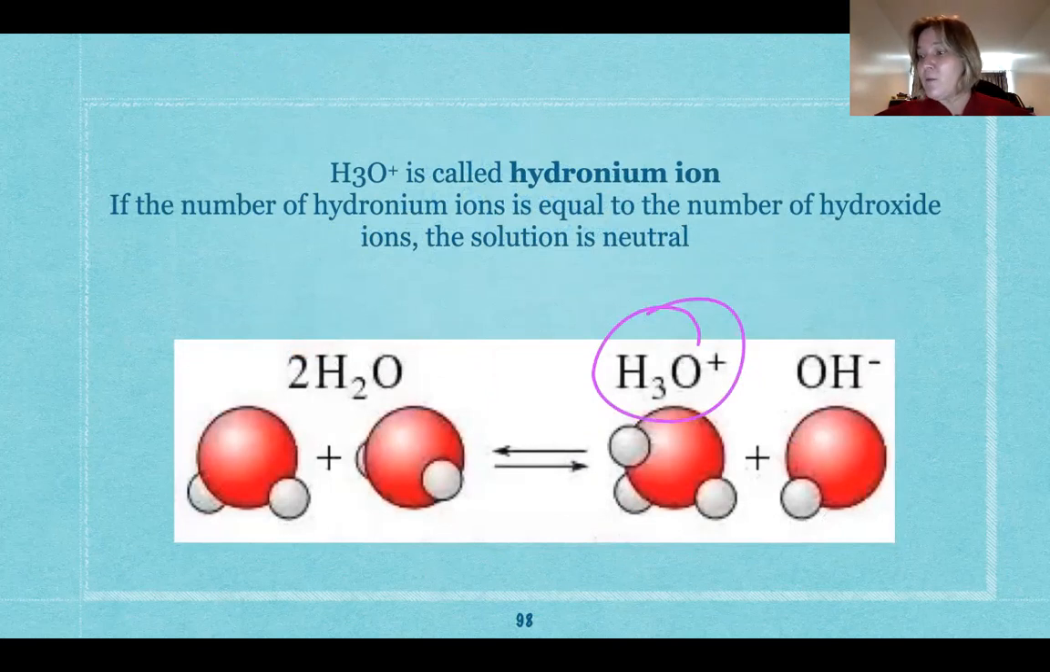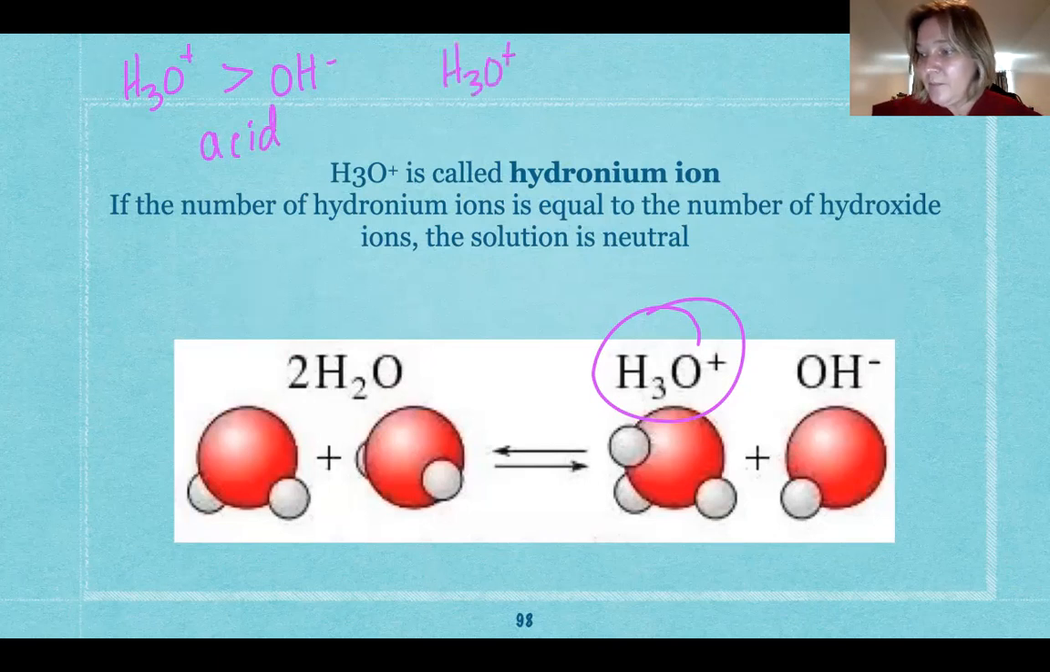Now, the way that we look at acidity and alkalinity, if hydronium is greater than hydroxide, this is an acid. If hydronium is equal to hydroxide, that is neutral. So an acid is a pH less than 7. Neutral is a pH of around 7.